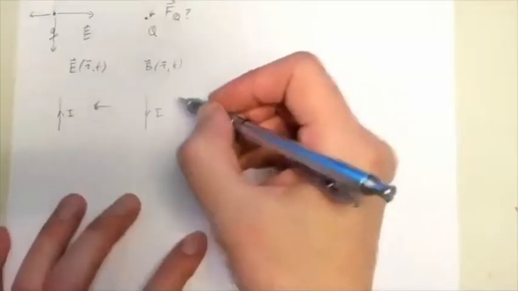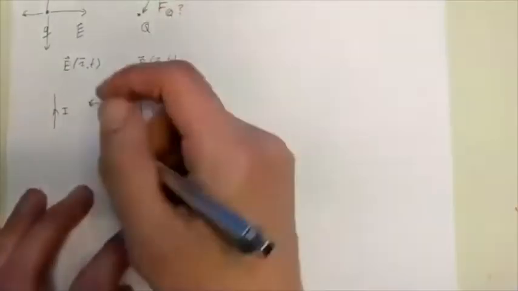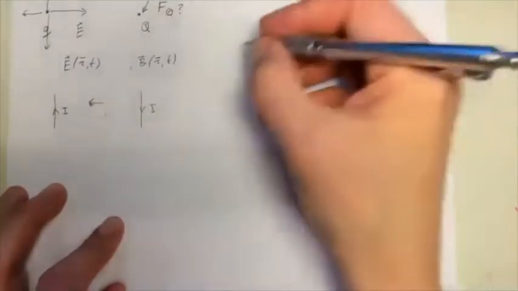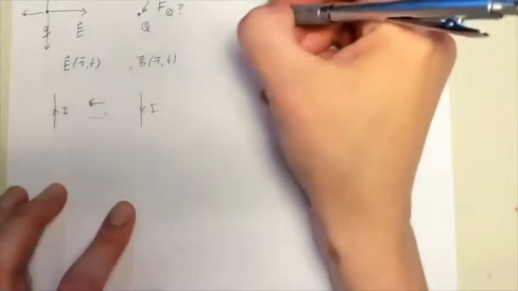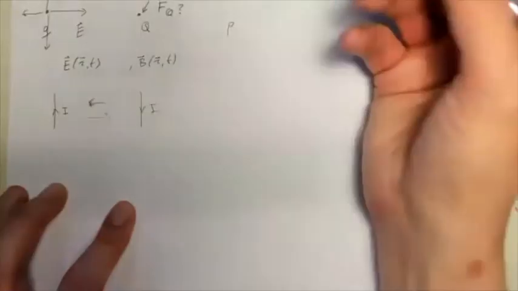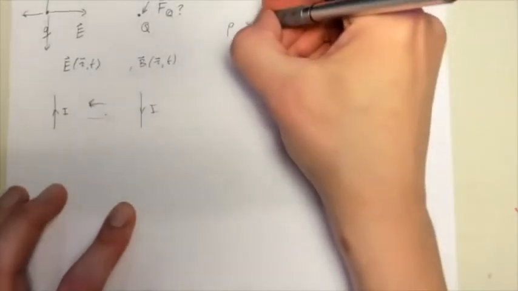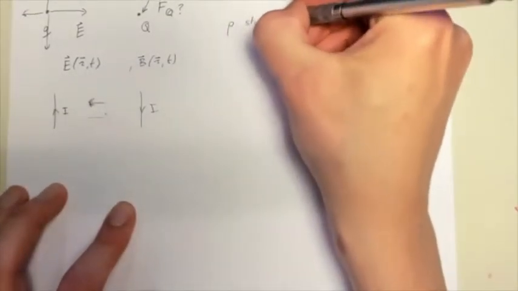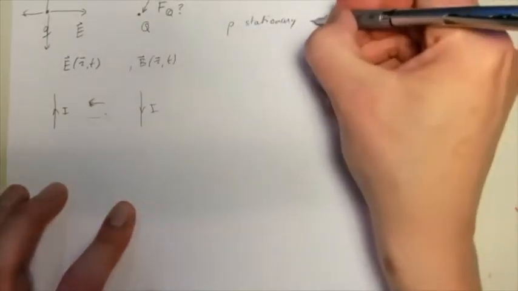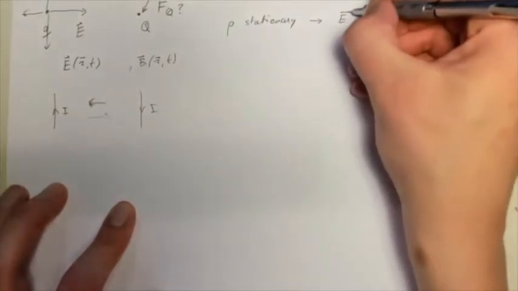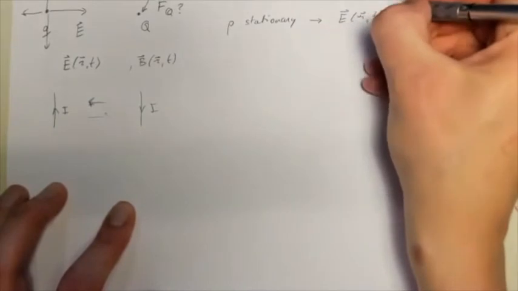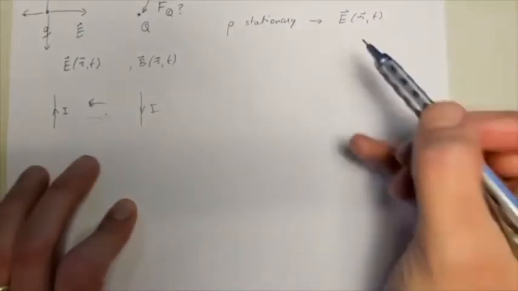Now, generally speaking, if you have, let's say, some kind of a charge object rho, and it's stationary, then that usually will give you some kind of an E as a function of r and time.